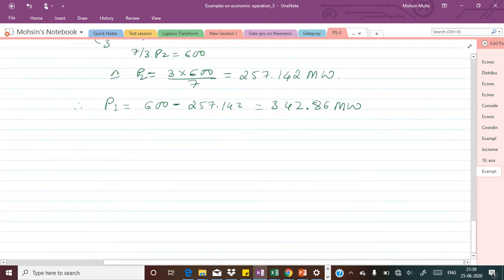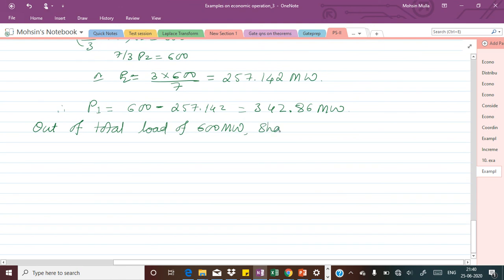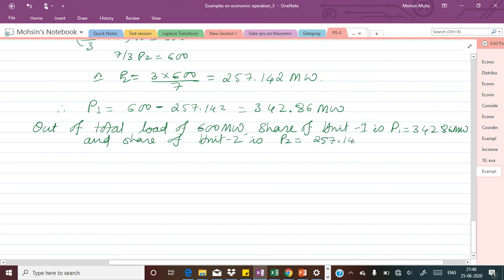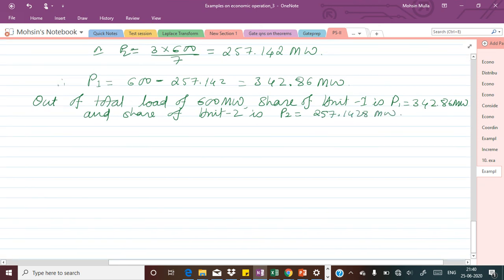So P1 is going to share 342.86 megawatt and P2 is going to share 257.142 megawatt. So here we can write that out of the total load of 600 megawatt, the share of unit 1 is P1 equal to 342.86 megawatt, and the share of unit 2 is P2 equal to 257.1428 megawatt.